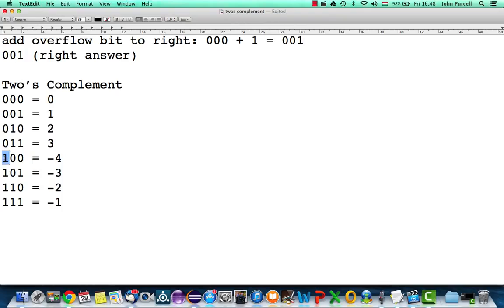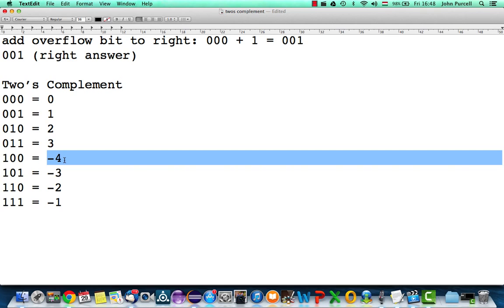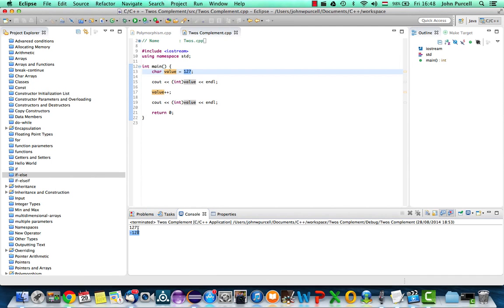So again, any negative number starts with a 1. Remember, we're just using 3 bits here for convenience, but it's the same idea in 8 bits. Any number that starts with a 0 is going to be positive. And you can see that in this system, the most negative value is actually 1 less than negative of the most positive value, if you see what I mean. So we can go up to 3 for the positive values, but we can go down to minus 4. That's what we see here. We see that we're going up to 127, but we can go down to minus 128.